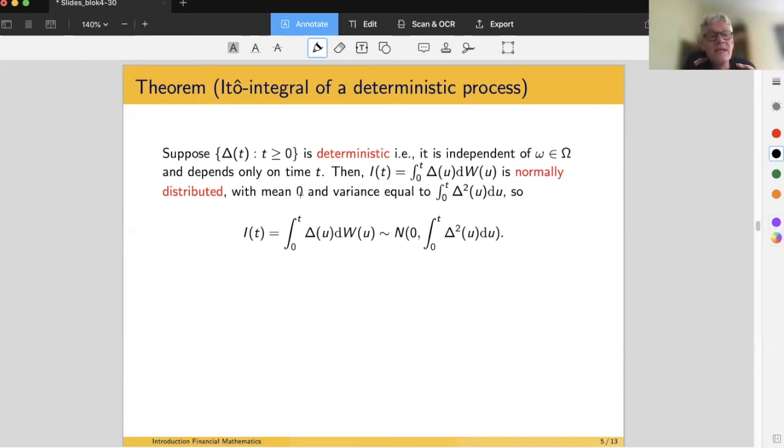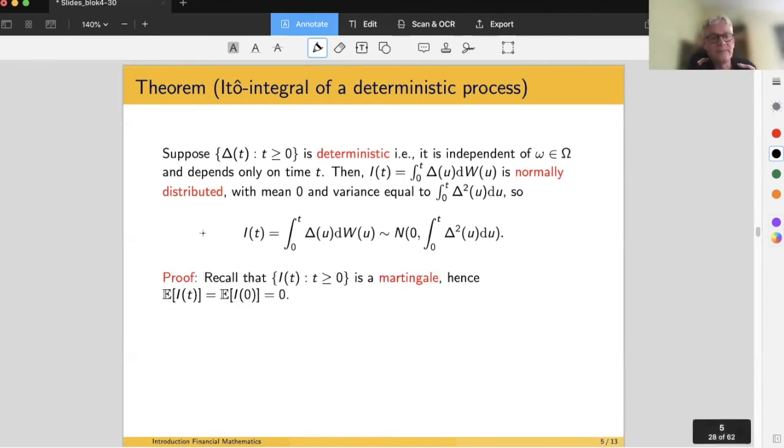And this mean 0 and the variance equal to this value, we would know already. We know that from the definition of such an integral, also for a non-random process, right? We know that this is an Ito integral, it has mean 0, and it has this variance. We have seen that in previous slides. But now, moreover, we know that it is normally distributed. So I_t, in this case, the integral from 0 to t of delta u dWu, is in fact distributed normally with mean 0 and variance the integral from 0 to t of delta squared u du. And we would like to prove that with the tools that we have defined so far.